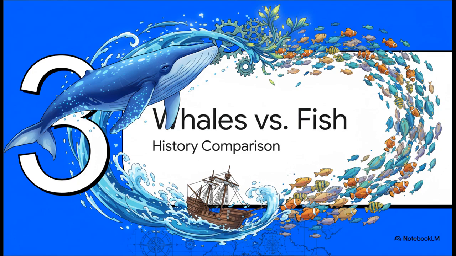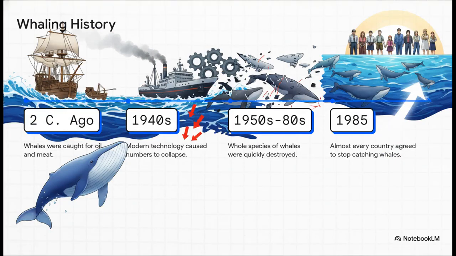Section 3. Whales versus fish. The text lays out this really fascinating timeline about whale hunting. Two centuries ago, whales were hunted for oil and meat. Fast forward to the 1940s, and modern technology made hunting them so easy that their numbers started collapsing. From the 1950s all the way through the 1980s, entire species were basically wiped out. But then, in 1985, something amazing happened. The world actually took decisive action and stopped catching them. It's a true environmental success story, proving that global change is possible.